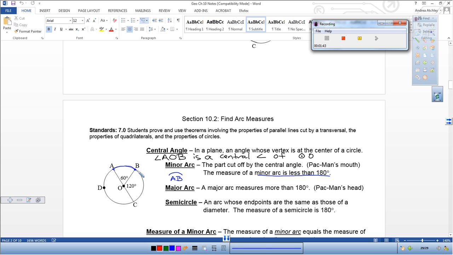Then also you can have BC, from B to C. That too is a minor arc, BC. There's a little arc mark above it.